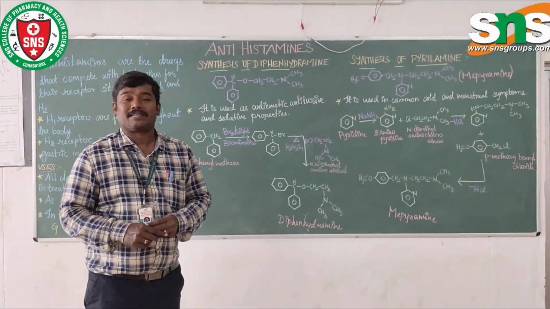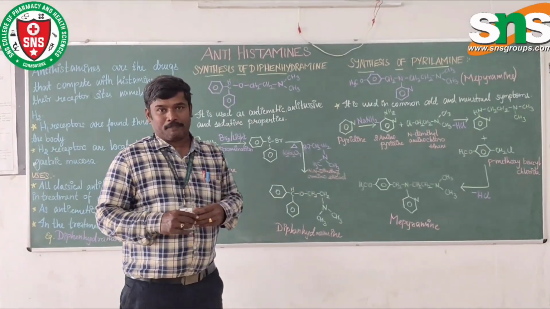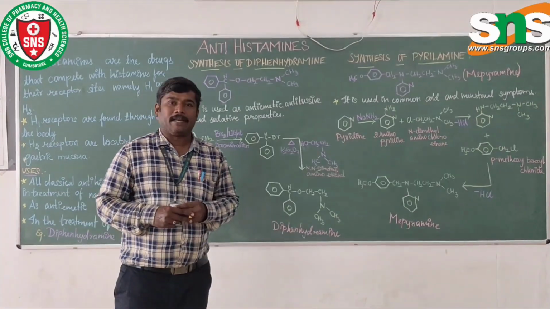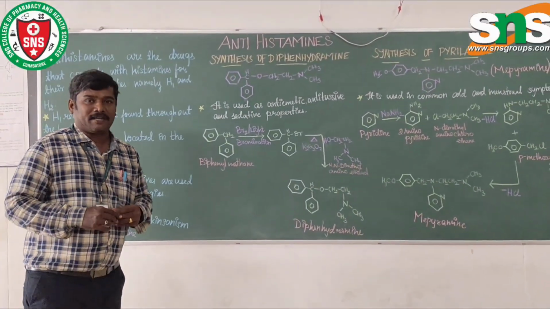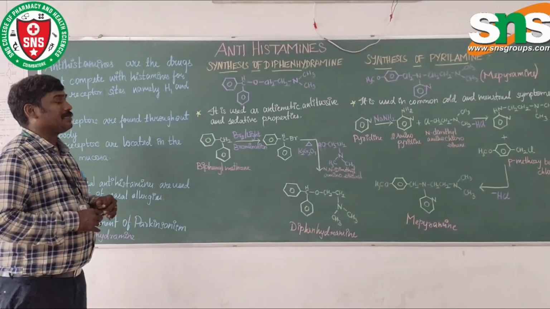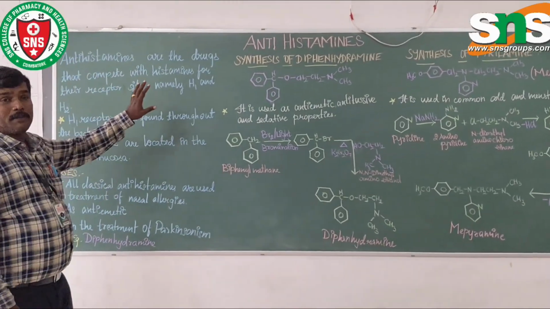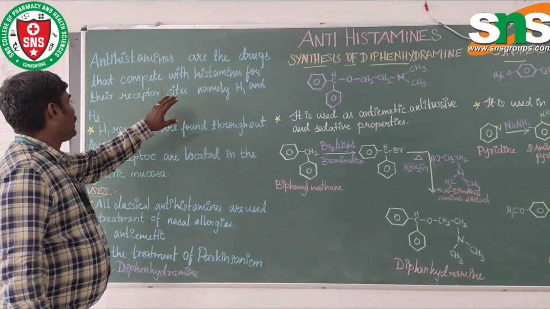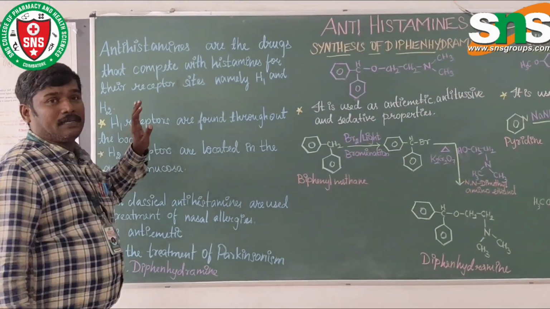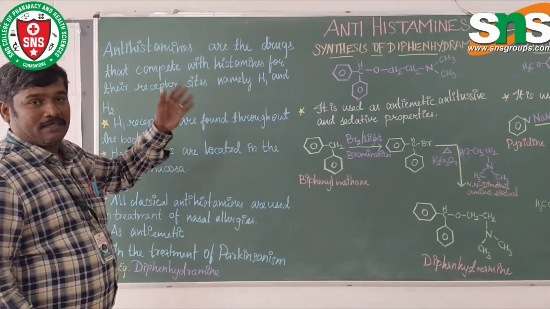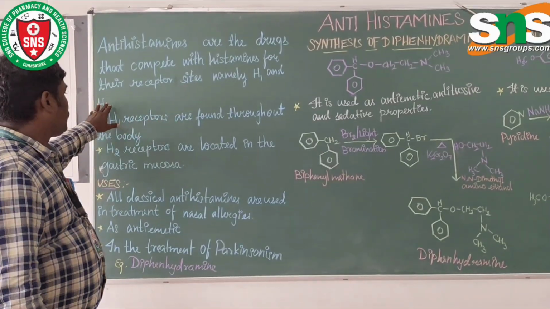Now we are going to discuss the synthesis of diphenhydramine and metpyramine. What are diphenhydramine and metpyramine? These all come under the category of antihistamines. Before going into this synthesis, we have to know what antihistamines are. Antihistamines are the drugs that compete with histamines for their receptor sites, namely the H1 and H2 receptors. So these antihistamines will compete with the histamines for the receptors H1 and H2.